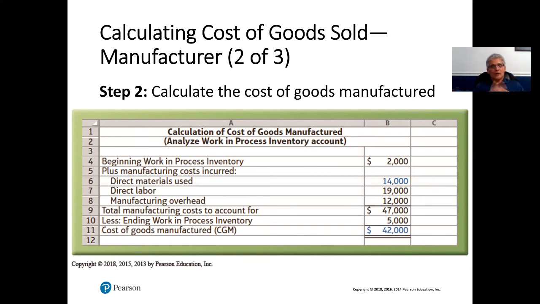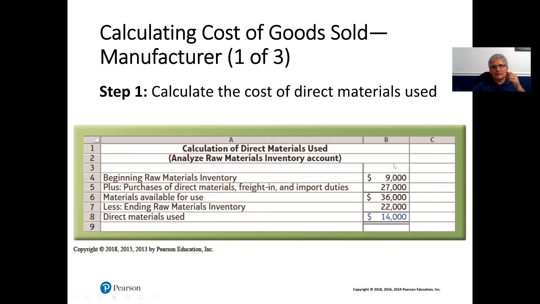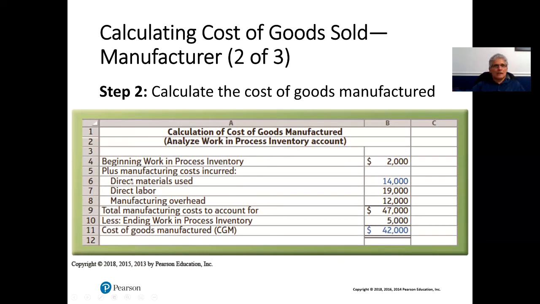Then from the beginning work in process, we're going to add the direct materials used. I bet we got this 14,000 from where? You guessed it, from the previous slide. Direct materials used, that 14,000 carries over to the next slide. So we start off with beginning work in process inventory of 2,000 in this example. We're going to add to that the direct materials used carried forward from the previous schedule. We're going to add any direct labor, and any manufacturing overhead. And then that gives us the total manufacturing cost to account for. That's $47,000 of cost to account for.